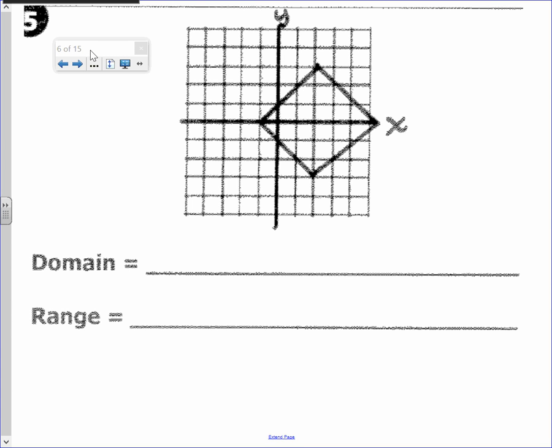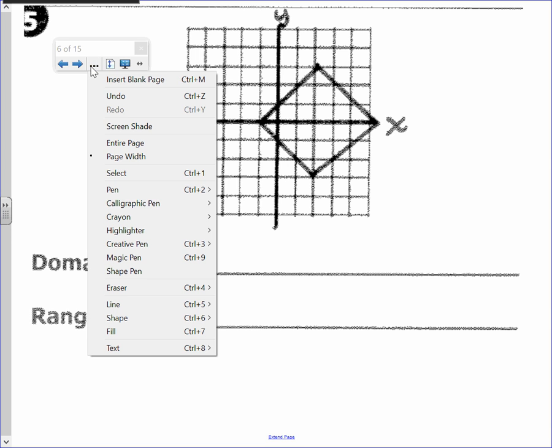Is that a function? No, definitely not a function, but it's still a relation, so we can still describe the domain and range. Here we go. Domain, I'll use green.